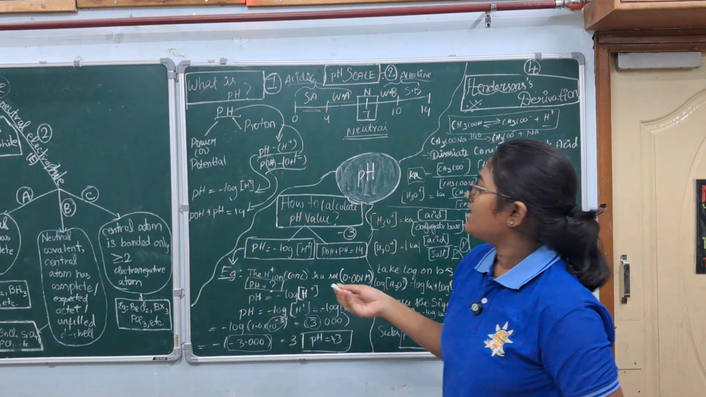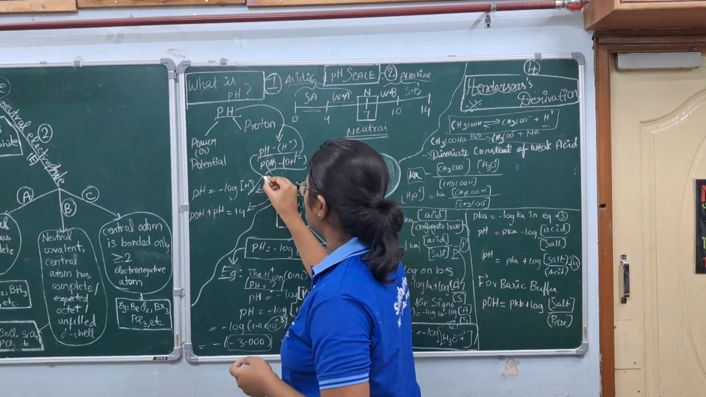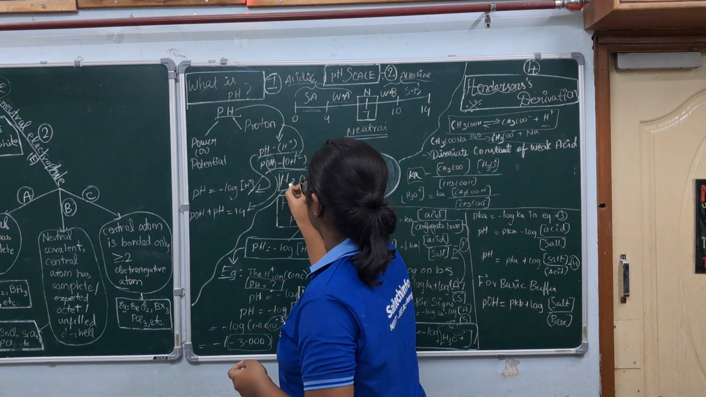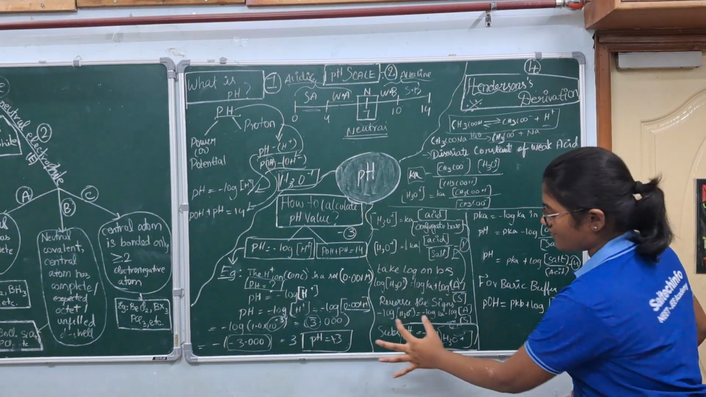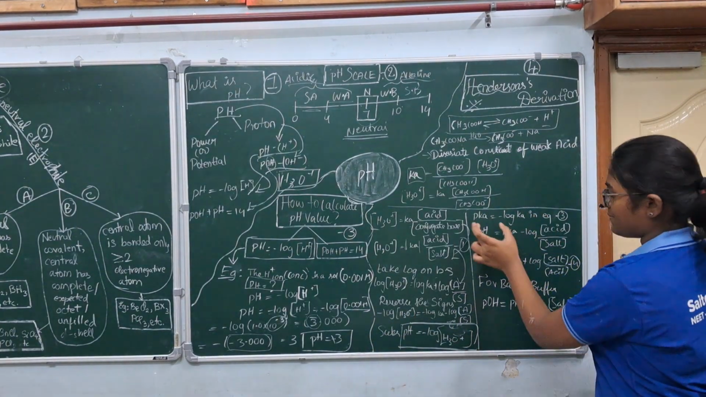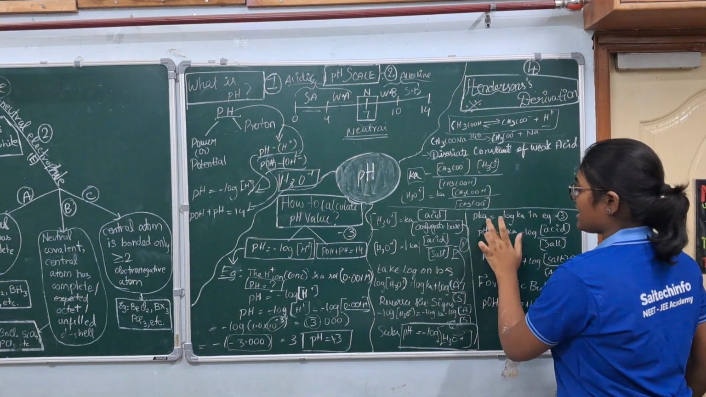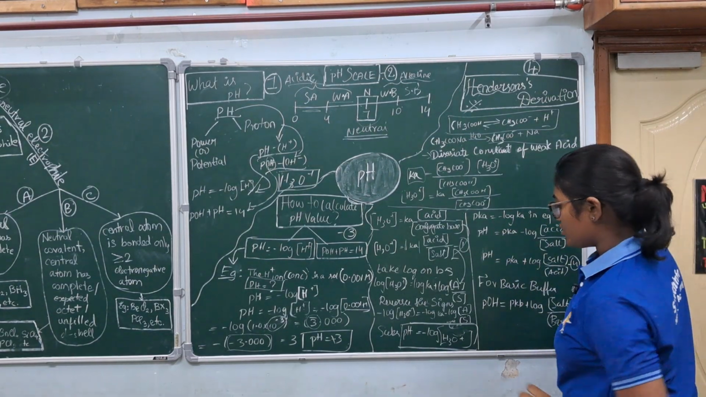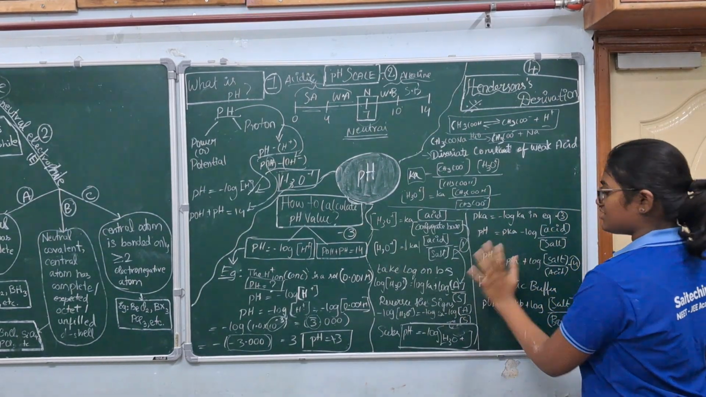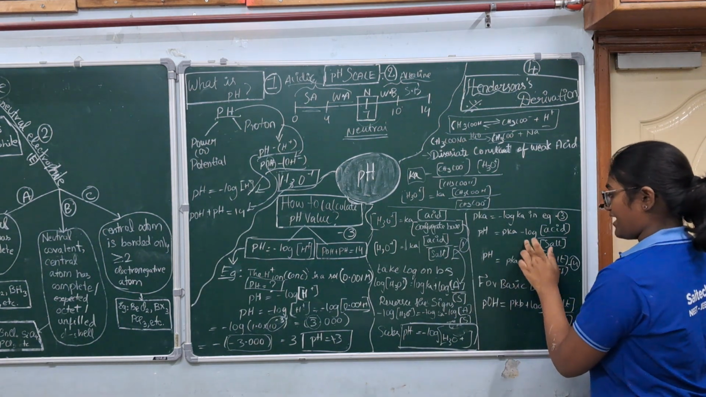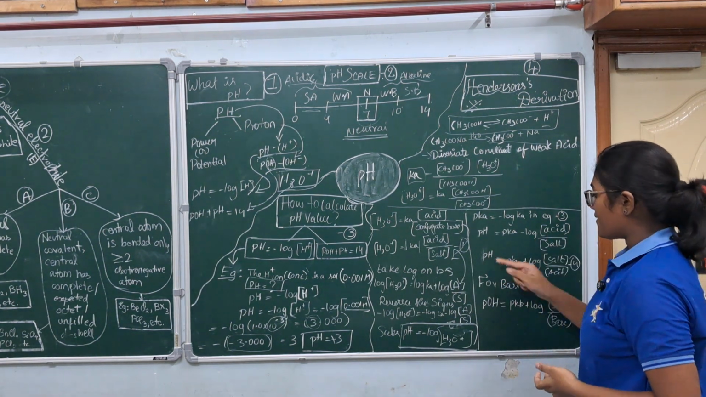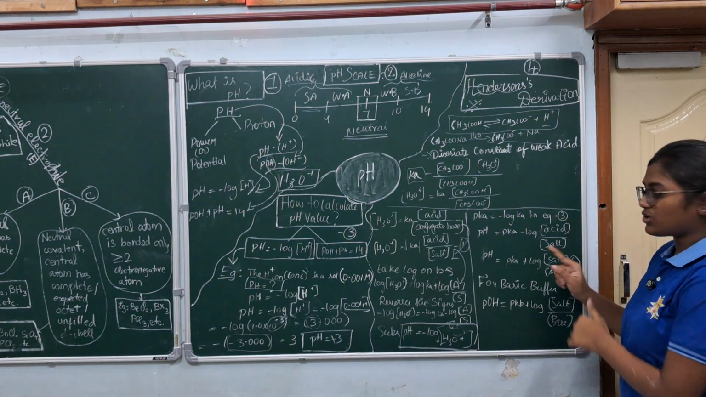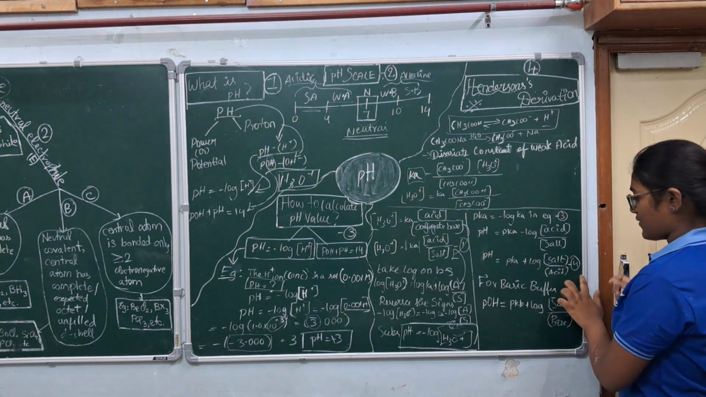So here we have that value, and we put pH in place of it. pKa is equal to minus log Ka in equation 3. So pH is equal to pKa minus log acid by salt. We reciprocate this, so the minus becomes plus: pH is equal to pKa plus log salt by acid. This is equation number 4.